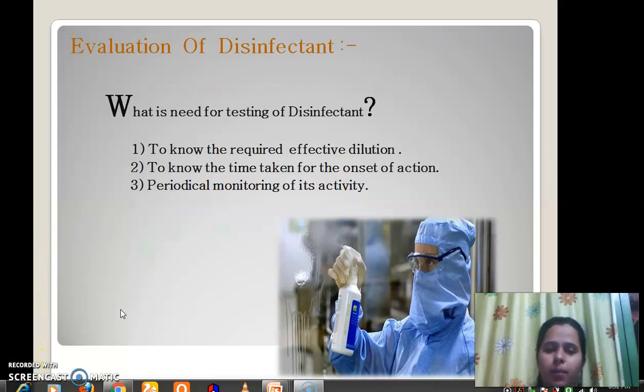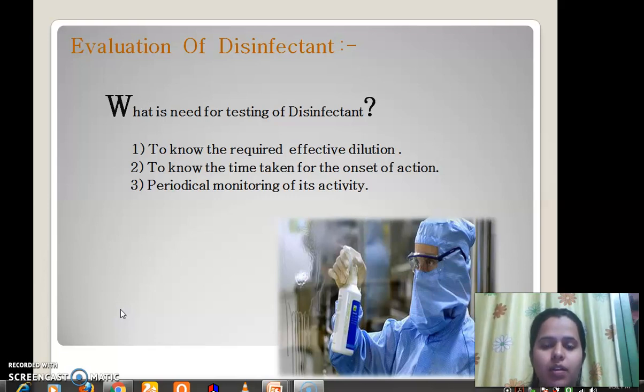Evaluation of disinfectant. Firstly, what is the need for testing the disinfectants? The first is to know the required effective dilution. Here we will decide how much quantity we have to use for the disinfection process. Sometimes we can take the fully concentrated disinfectants for the higher type of microorganism. Normally we take the disinfectant by the dilution method, but which concentration we actually require is very important. That's why the evaluation of disinfectant is very important.